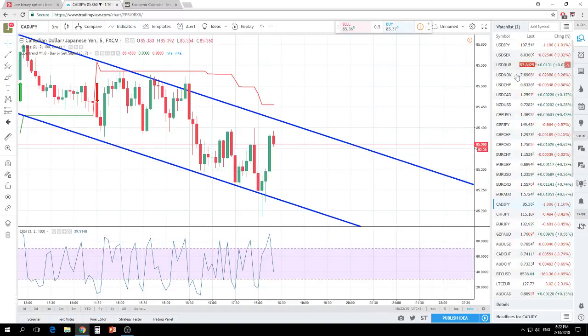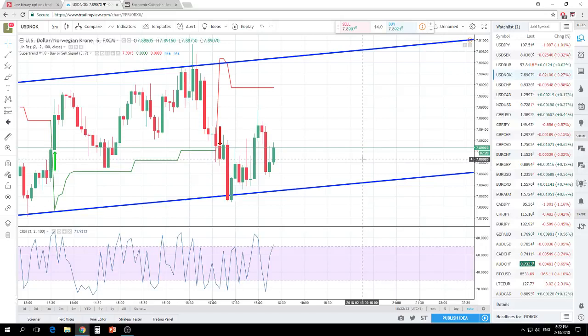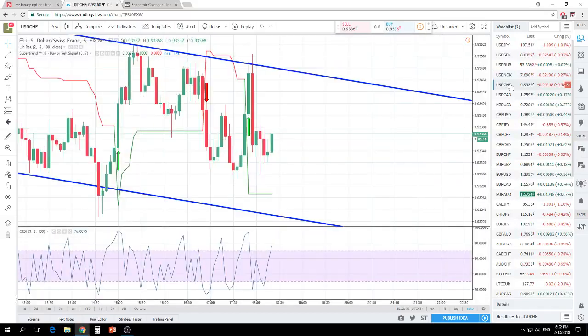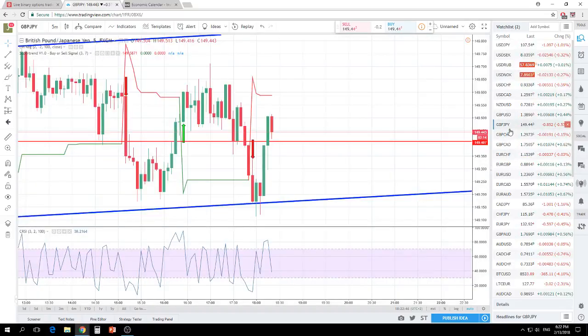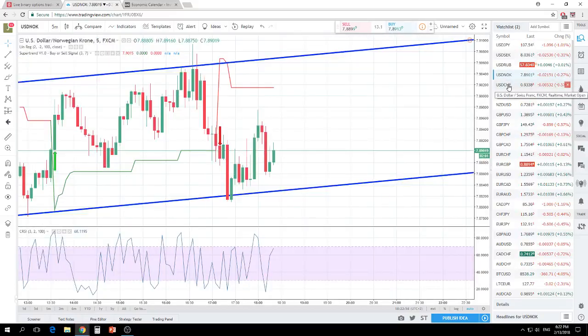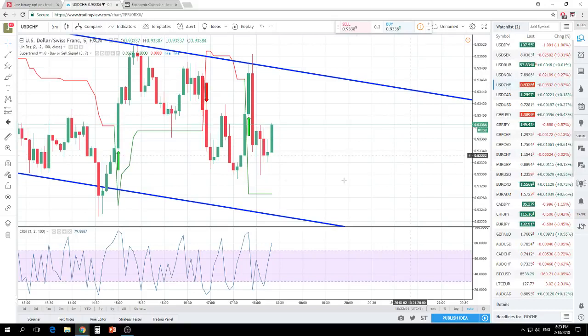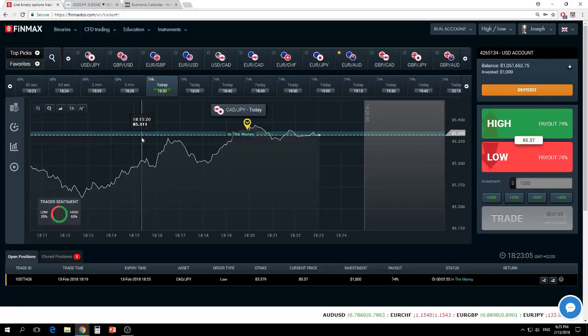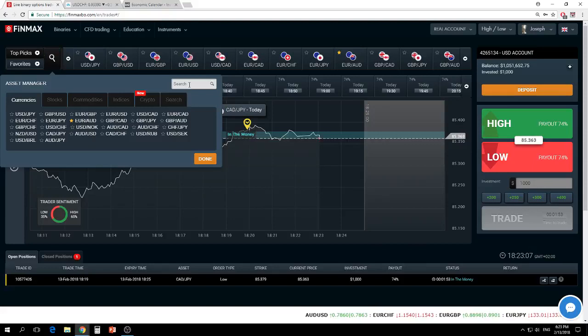And let me check what's happening on USD Norwegian krona. Yeah, it's still normal. USD Swiss franc, it's normal as well. And GBP JPY, yeah, it is normal as well. Let me see USD Swiss franc. Perhaps I can trade on USD Swiss franc on the next candle more than on USD Norwegian krona. So perhaps we can prepare our platform for USD Swiss franc.